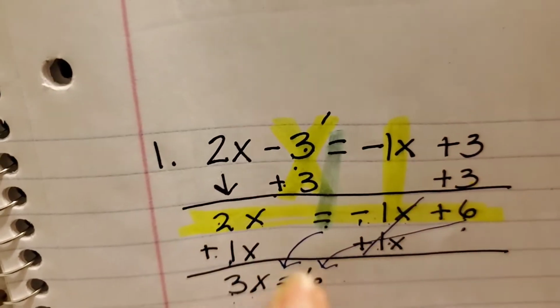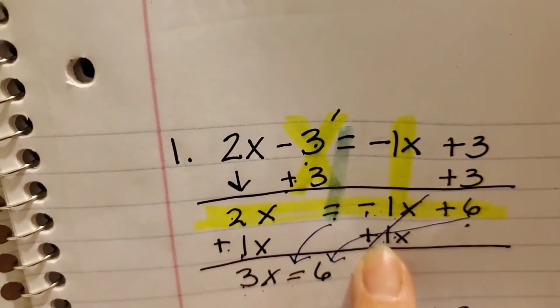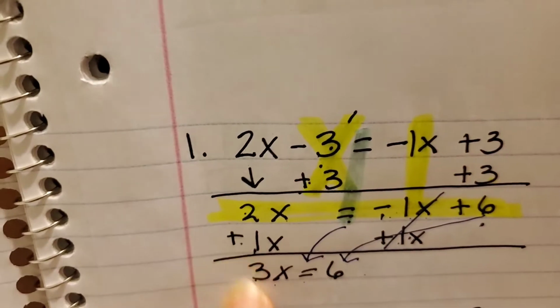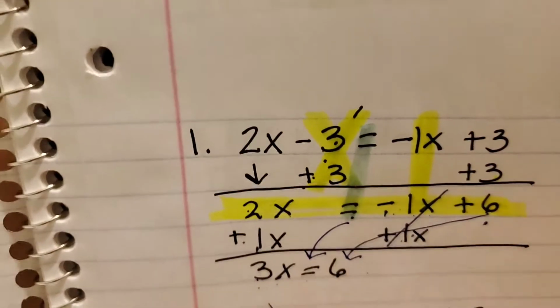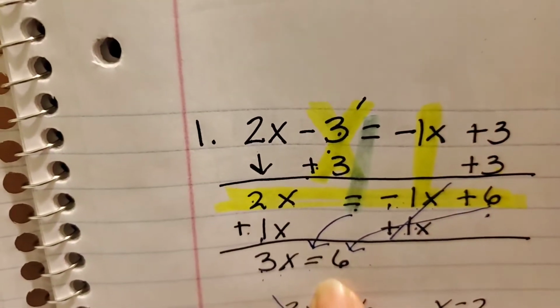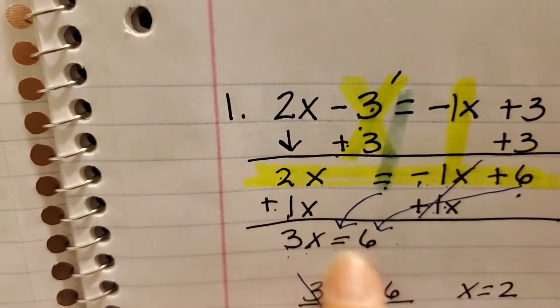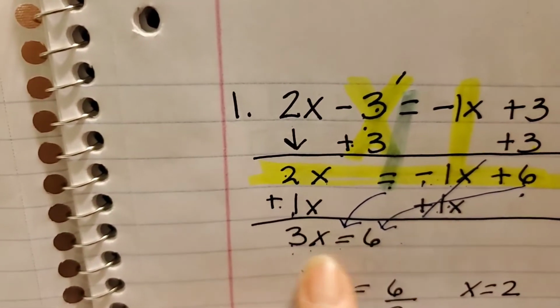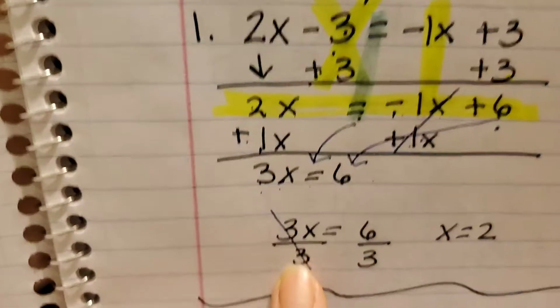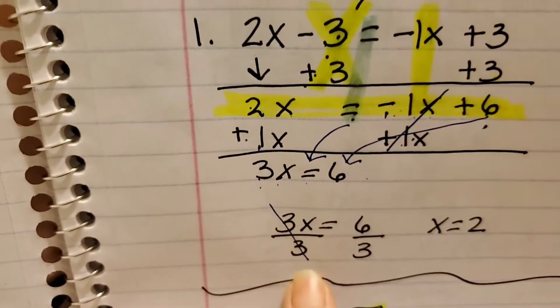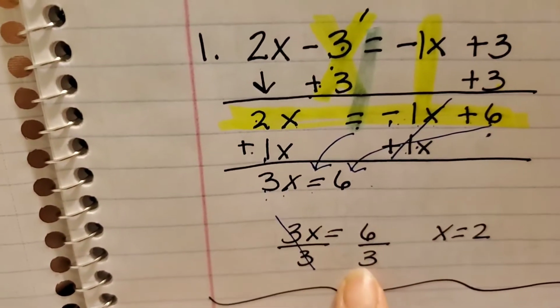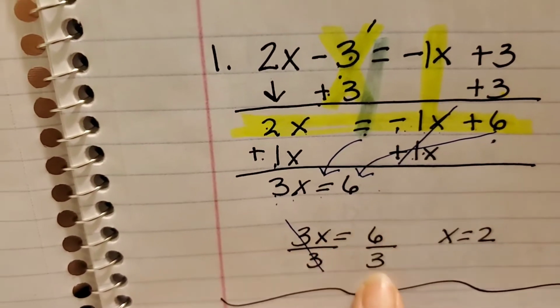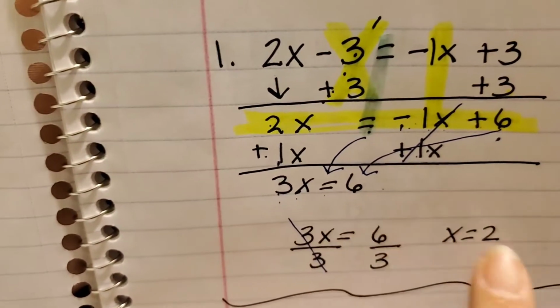Now I want to get my x's over here. So I do the opposite, plus 1x, plus 1x. I get 3x equals, this 6 comes here. It's 3 times x equals 6. Opposite of multiplication is division. Divide both sides by 3. And I'm going to get x equals 6 over 3. 3 goes into 6 2 times.